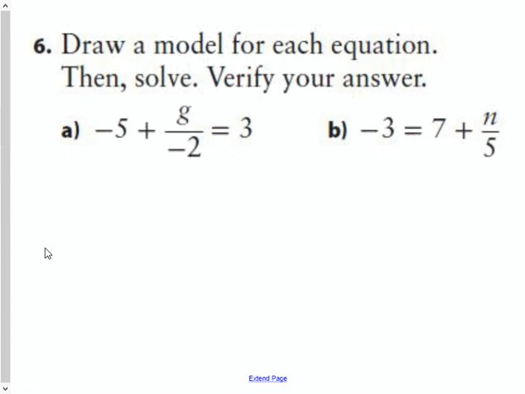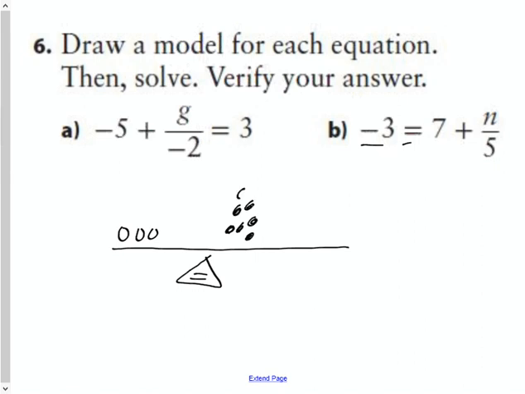So we have a negative 3 is equal to, or is balanced with, 7 plus a fifth of x. So right there we have a fifth of x. So this equation over here can be modeled symbolically as this.